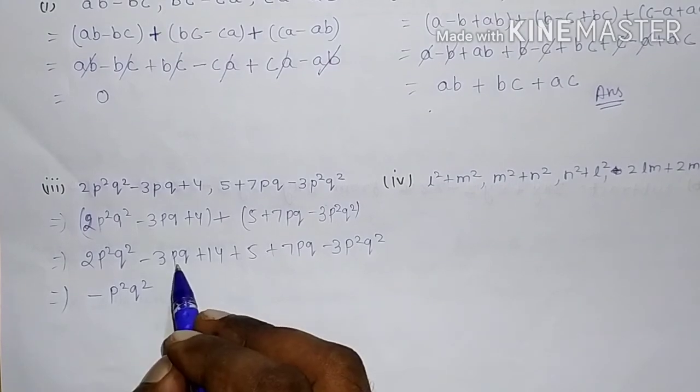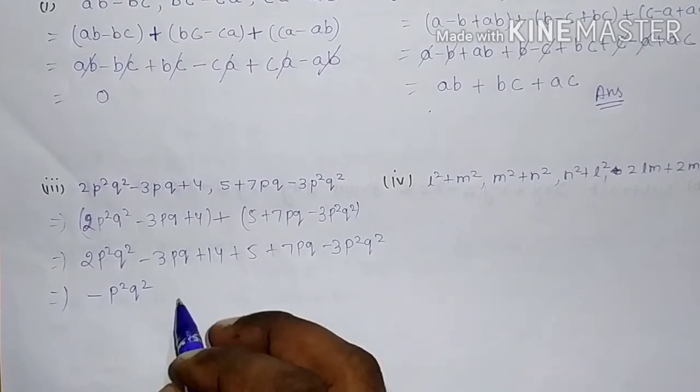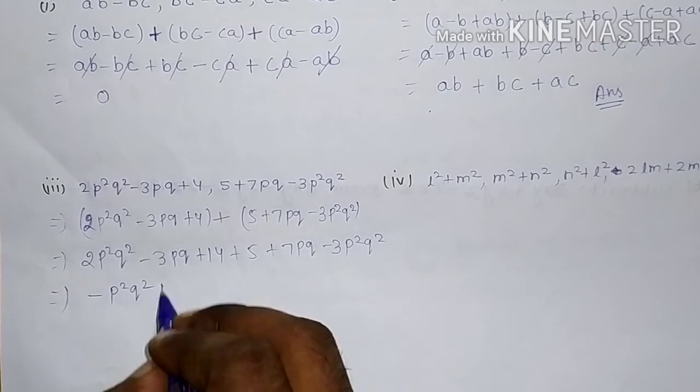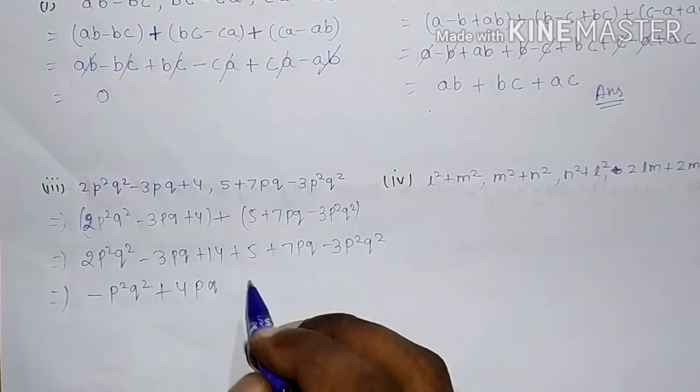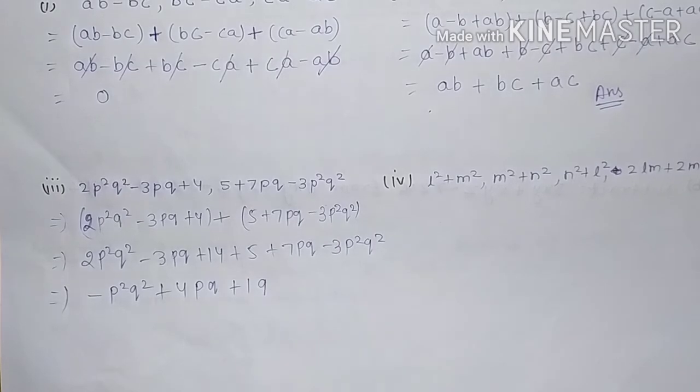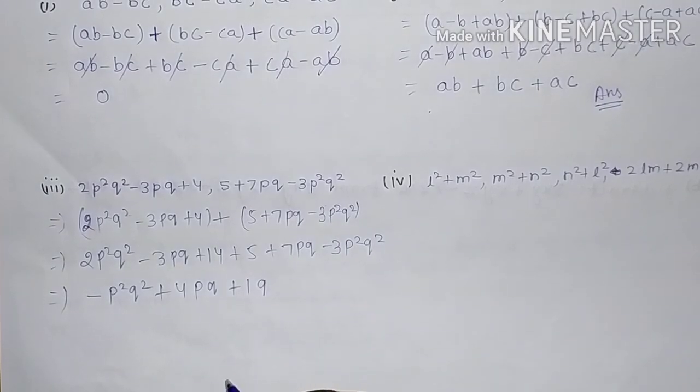Now minus 3pq plus 7pq will be 7 minus 3, that is 4pq. 14 plus 5, that is 19. Okay, now this is the answer.